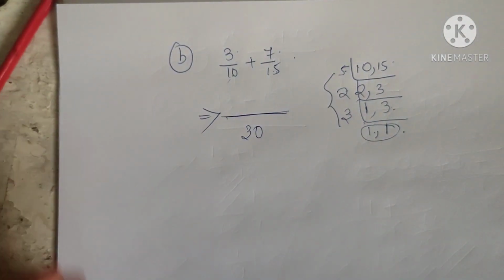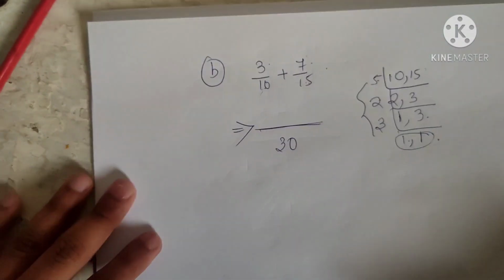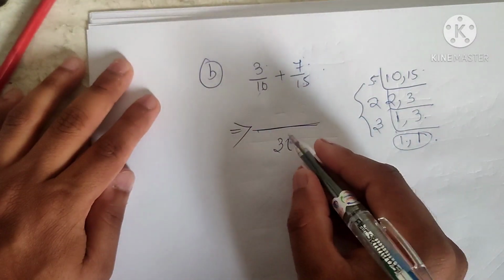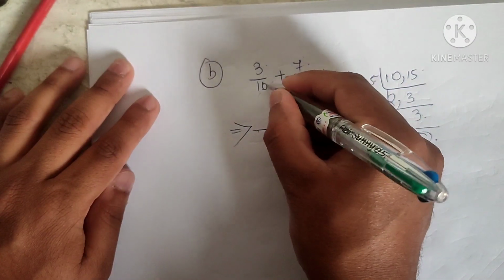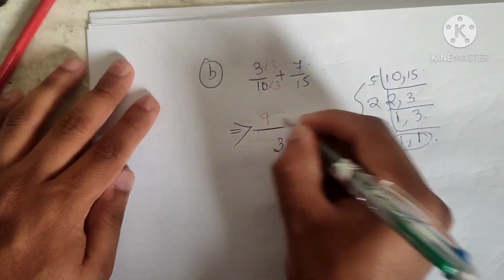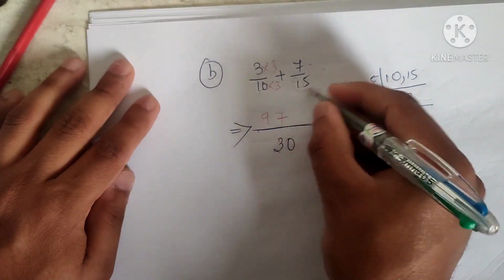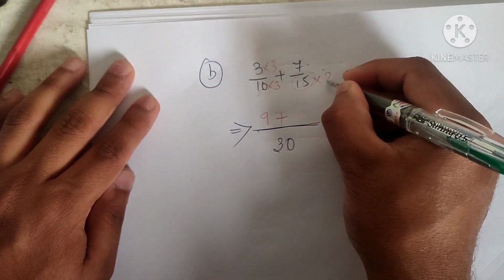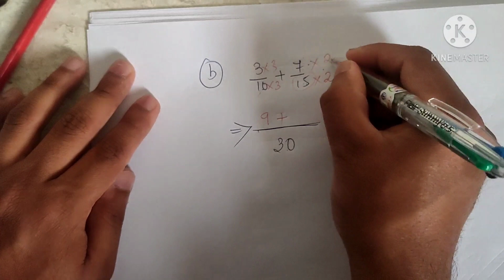Okay, now again comparing with the given fractions. So in the 10 times table, this 30 is divisible by what? 10 3s are 30, so this 3 will go up, 3 3s are 9. Plus, in the 15 times table, where do we find 30? You say that 15 2s are 30, and then this 2 will go up, 7 2s are 14.